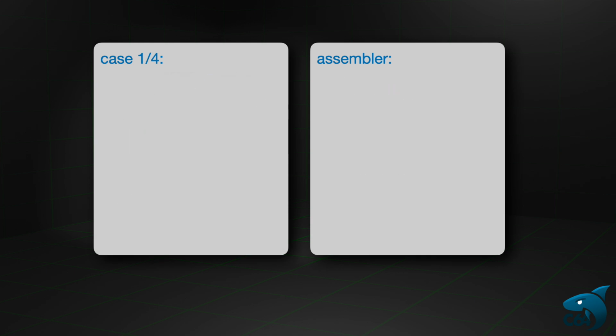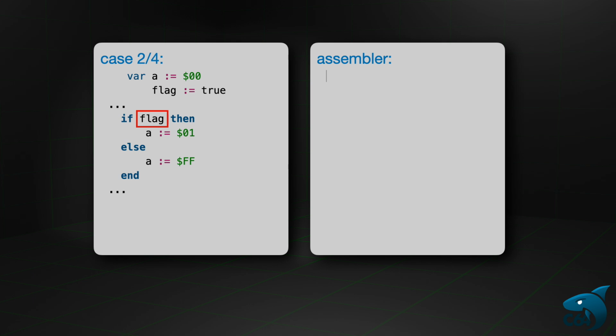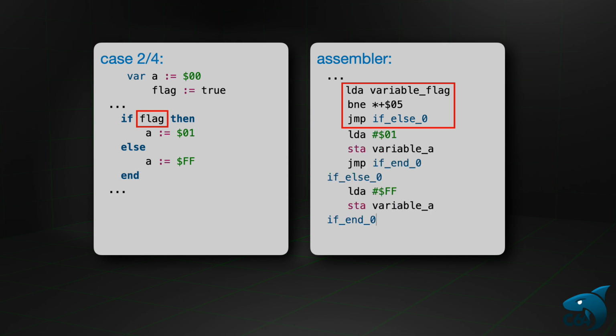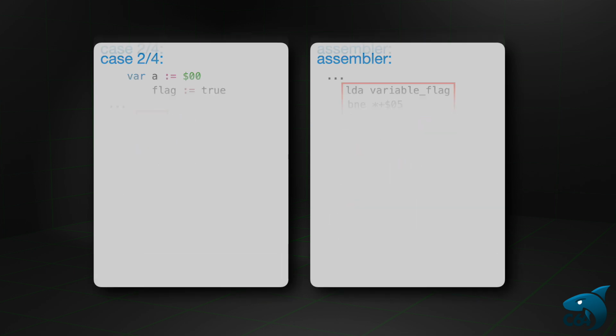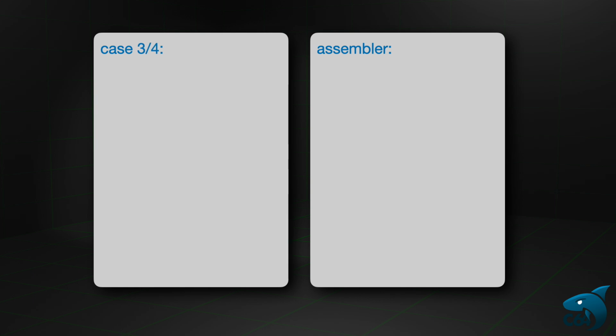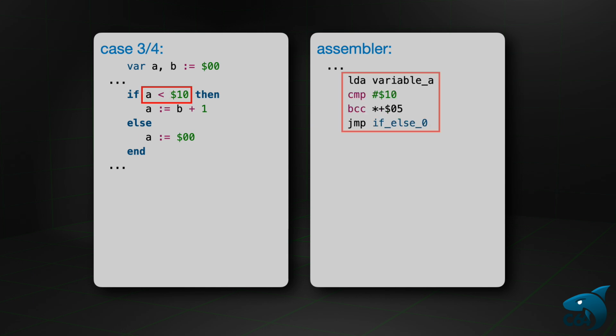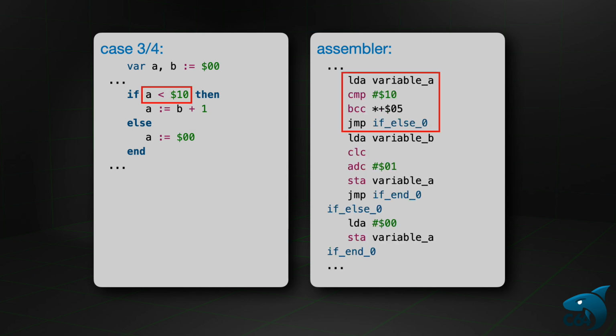The second optimization case is the one where the Boolean expression is a single Boolean variable. Then the value of the Boolean variable can be used directly in the comparison of an if statement. This results in a very compact conditional bytecode. The third optimization case is the one where the Boolean expression is an inequality expression. Then the inequality expression can be used directly in the comparison of an if statement.